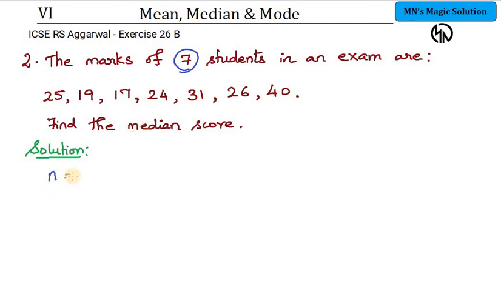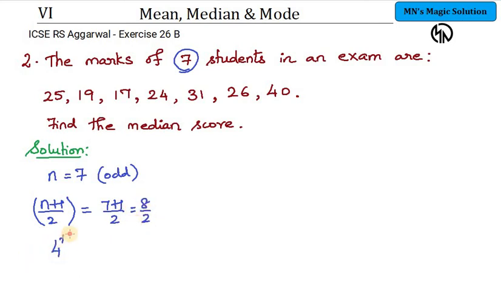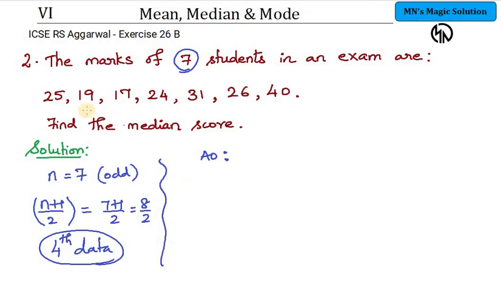First of all, n is equal to 7. So n is an odd number. So when it is an odd number of data, then what should you do? You have to add 1, divide by 2. So that data is only your middle data. So it is 7 plus 1 divided by 2, which is 8 by 2, or the fourth data is your median data. So now I have to arrange everything in ascending order, the data given to me.